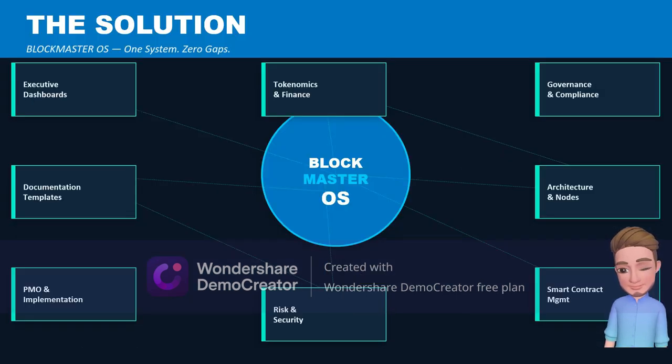So, the Blockmaster OS brings all this capability to one beautifully structured Excel workbook. Eight fully integrated modules, from executive dashboards and tokenomics to governance, risk, architecture, and PMO, all in a single file you can deploy in minutes. There is no complex software to install, no subscription to license, no vendor to negotiate with. You download the Blockmaster OS, open Excel, and you are operational. It is the closest thing to a plug and play enterprise blockchain program management system that exists today. So let me walk you through each of these modules and show you what's inside.